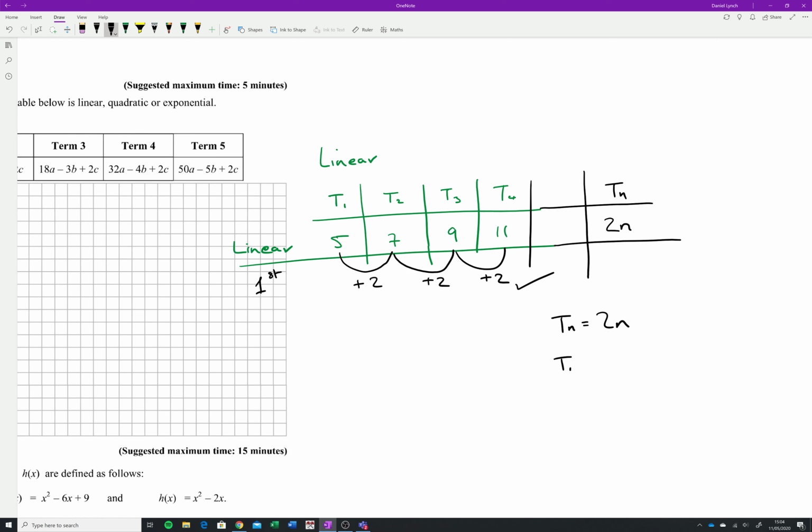We also know that T1 is 5, i.e. replacing n with 1 gives 5. Well, if we replace n with 1 here, we get 2.